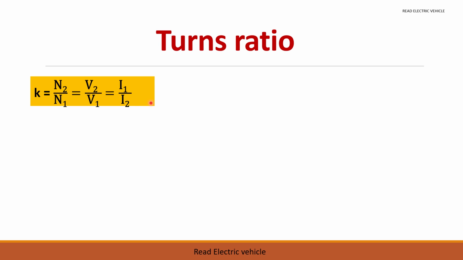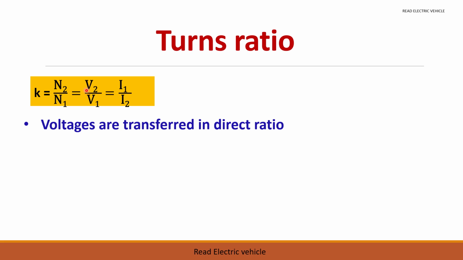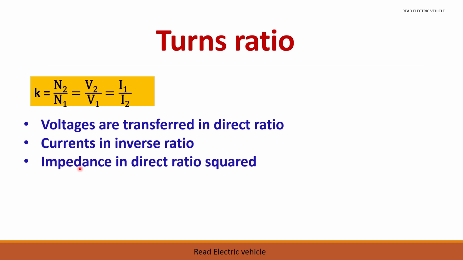Next we will see about the turns ratio. So we got this relation earlier. What we observe here is that N2 by N1 is equal to V2 by V1. So the voltages are transferred directly in direct ratio, whereas currents are in inverse ratio, because N2 by N1 is equal to I1 by I2. So they follow an inverse ratio. And impedance, we saw, will be in direct ratio squared.